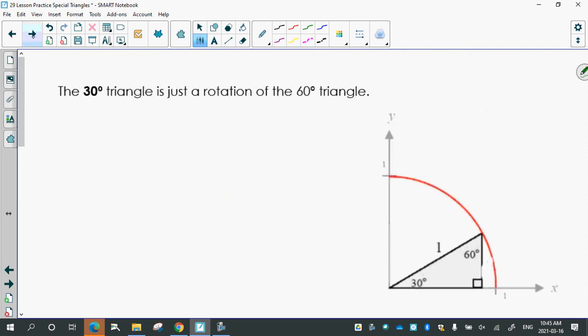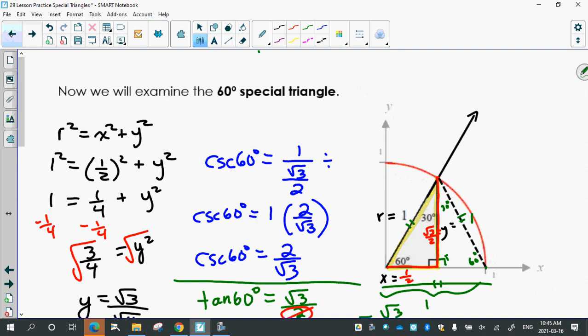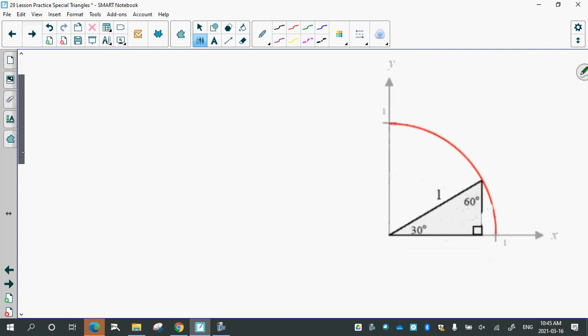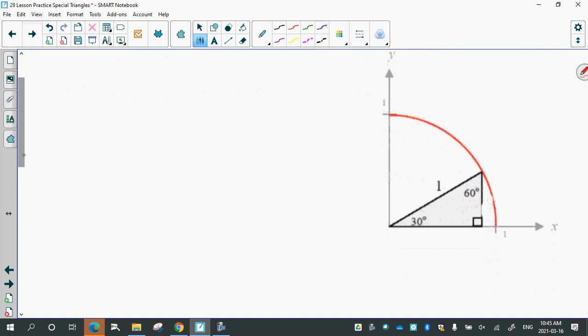All right, the 30-degree triangle is just a rotation of the 60-degree. Okay, so remember it's got the same three angles as this one has. It has a 90, a 60, and a 30. So the three sides should be the same length. Okay, it's just a rotation. So we know that the diagonal is 1. Now which was longer, the half or the root 3 over 2? Root 3 over 2. So root 3 over 2 is going to be the x side. And the y side is going to be the half. Okay?